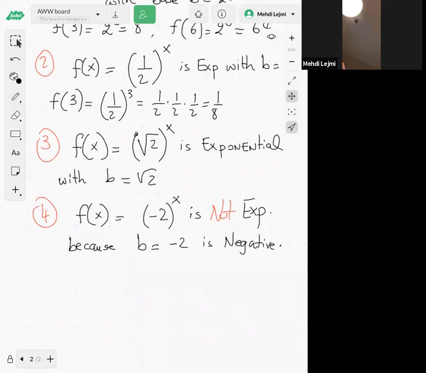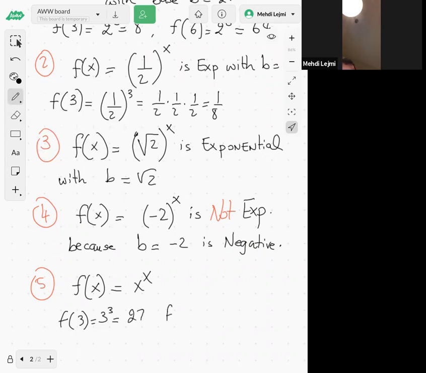We may have a function of the form f of x like x to the power x. I mean, that's possible. For example, f of 3 would be 3 to the power 3, that's 27. And you can do f of 2, that's 2 to the power 2, which will be 4, etc.